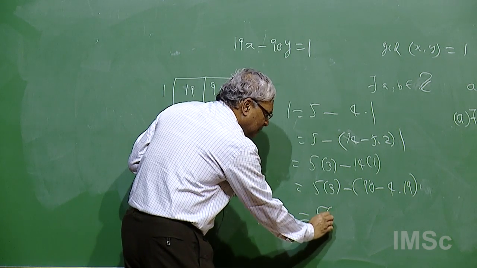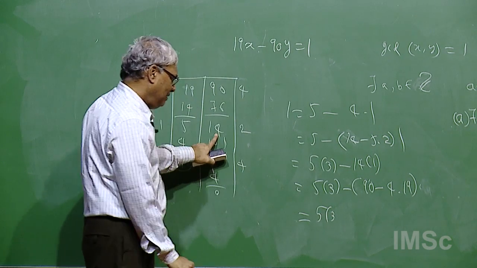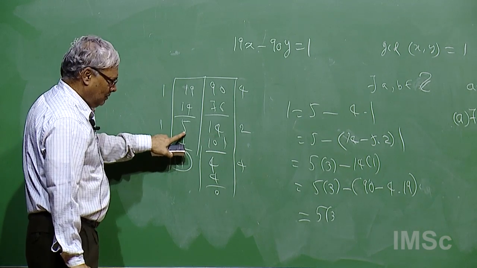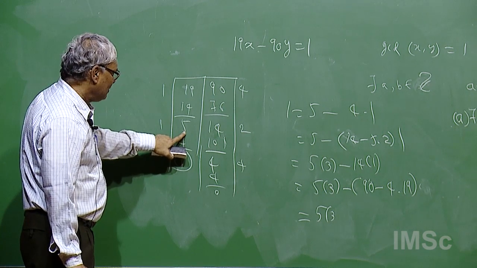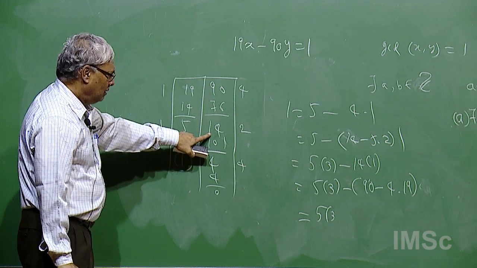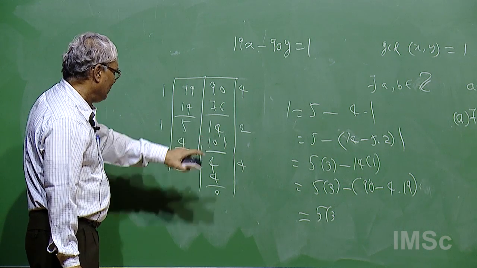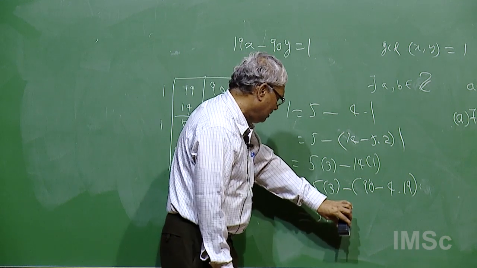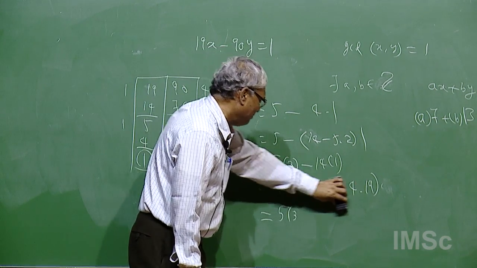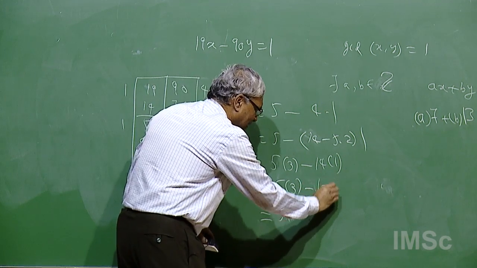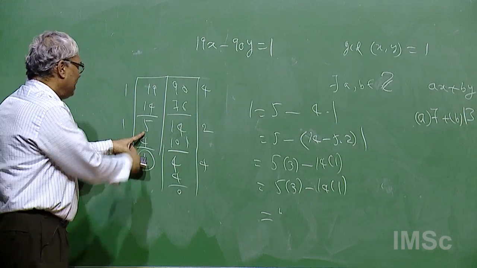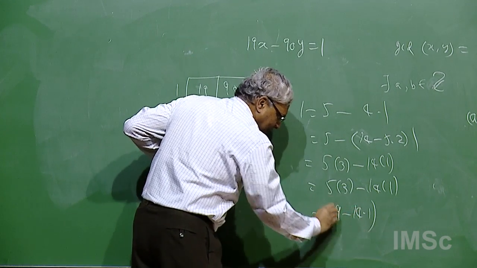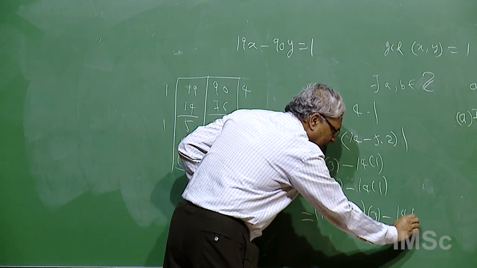No, wait. We need, sorry, there is some. So 5 times 3 minus, what was the last remainder? 14. I have to substitute for 5. So what is 5? 19 minus 14 times 1. Yes, thanks. Minus 14 times 1.